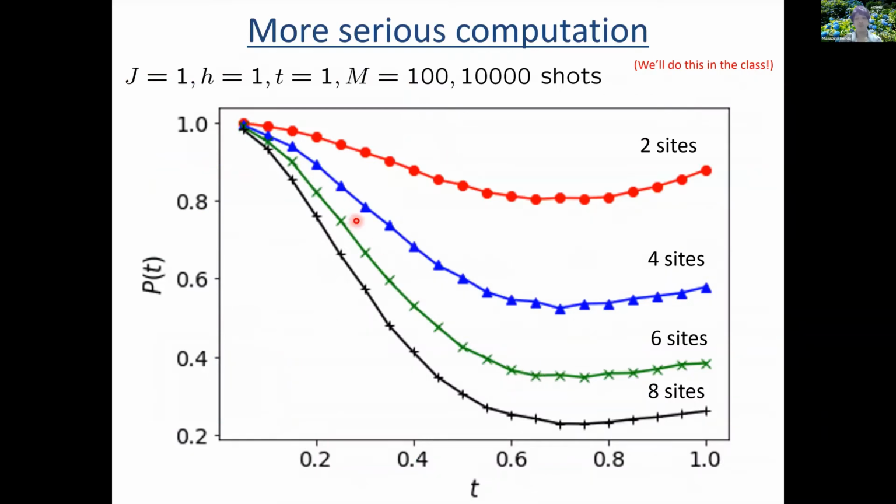So far, we have considered only one time step. If you'd like to do more serious computation, we have to repeat many time steps. But it is quite tough to implement this by using IBM Quantum Experience. For that case, we need to implement this by using Python. And we will do this in the class.